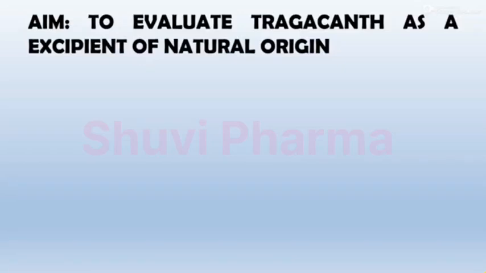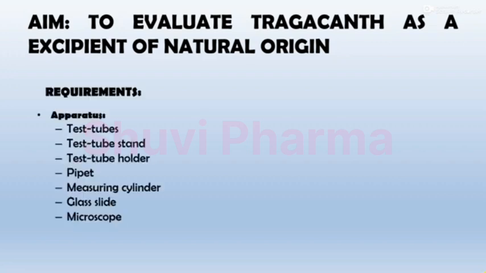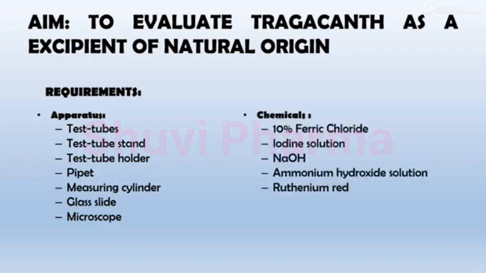We will evaluate tragacanth as an excipient of natural origin by performing the chemical tests for tragacanth. The apparatus required are test tube stand, test tube holder, pipette, measuring cylinder, glass slide, and microscope. Chemicals required are 10% ferric chloride, iodine solution, NaOH, ammonium hydroxide solution, and ruthenium red.